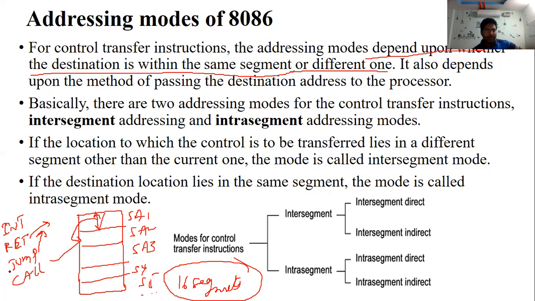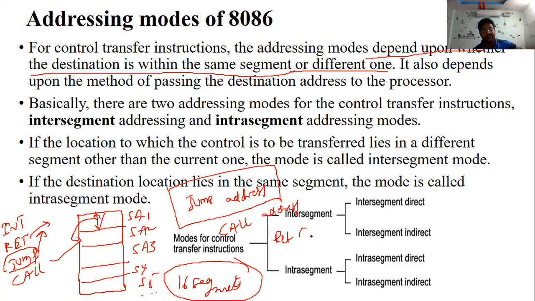Whenever you are using a jump instruction, the instruction format is like this: jump space address. One example: jump or call space address. Again, RET also, RET space address. Whenever you give a jump and an address, that address location is present within the same segment, or within the next segment or any other segment. That gives us the control transfer instructions.